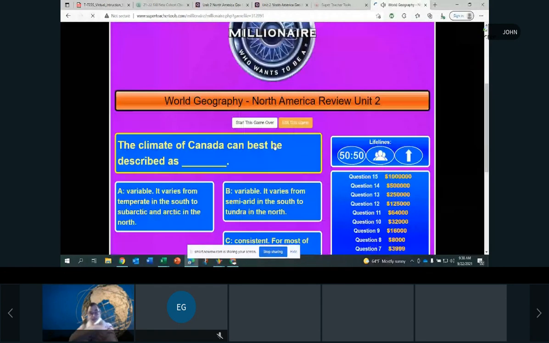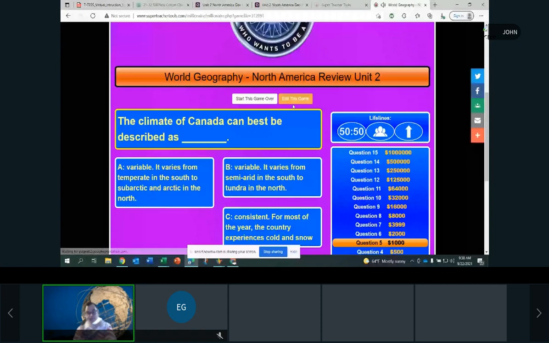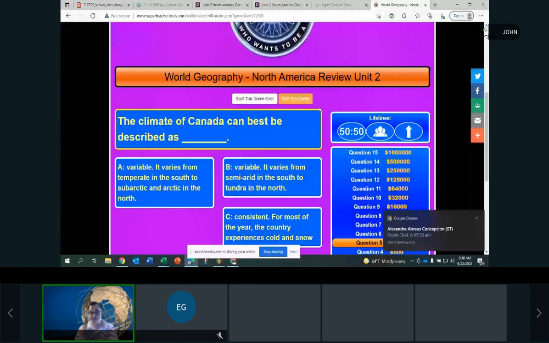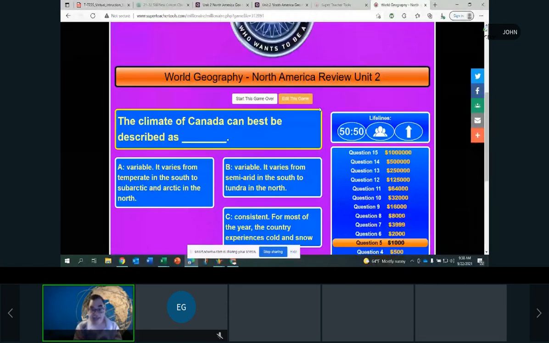The climate of Canada can best be described as A, variable. It varies from temperate in the south to subarctic and arctic in the north. B, it varies from semi-arid in the south to tundra in the north. C, consistent for most of the year, the country experiences cold and snow. What's the answer? It's A, yes.